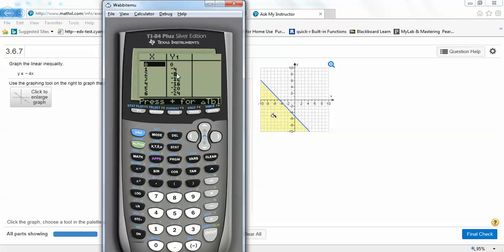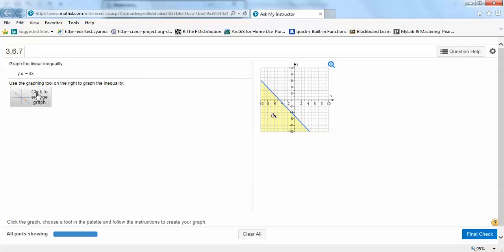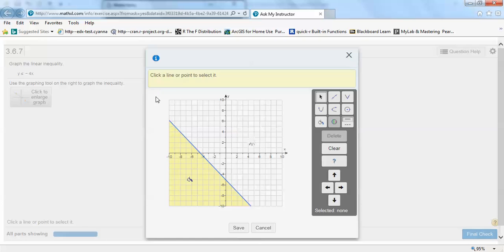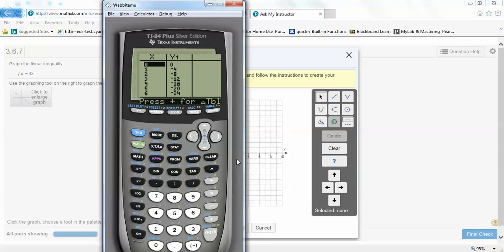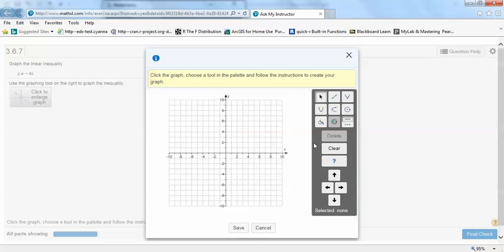So I see 0, 0, 1, negative 4. Okay, so if I were to come over here, I'll clear that. So clear, if you want to continue, okay. And we said one of our points was 0, 0. So I'm going to draw my line. Now it's a less than or equal to, which means it'll be a solid line. And this is solid right here, so that's good.